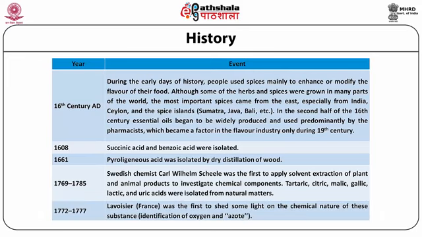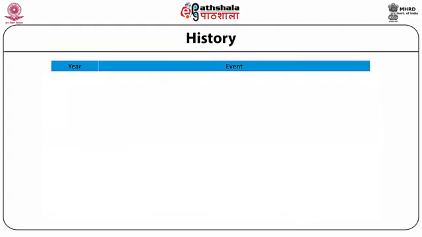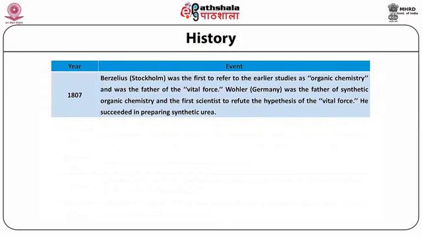Finally, in the year 1772 till 1777, Lavoisier from France was the first to shed some light on the chemical nature of these substances, and he identified oxygen and azote as the important components. So during the 19th century, a U-turn came in the history of the flavor industry.